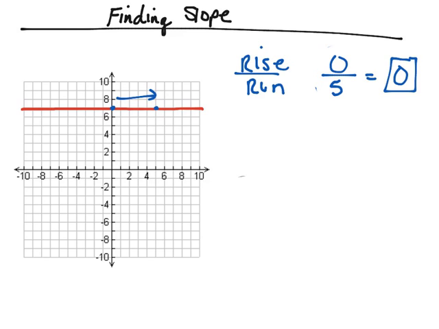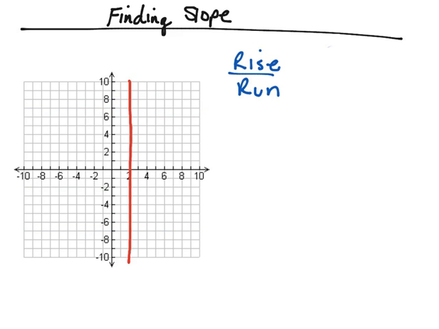Now here's a little hint. Anytime you see a horizontal line, the slope is always going to be 0. So if I had another horizontal line down here, that slope would also be 0. If I had a horizontal line down here, well, guess what? That slope would also be 0. The slope of any horizontal line is always going to be 0, and that's because we're not moving up or down any.